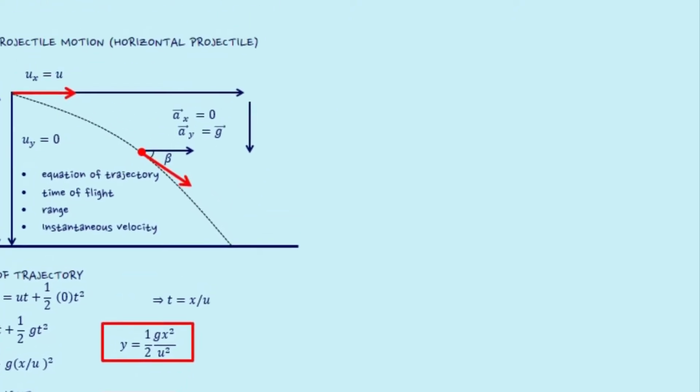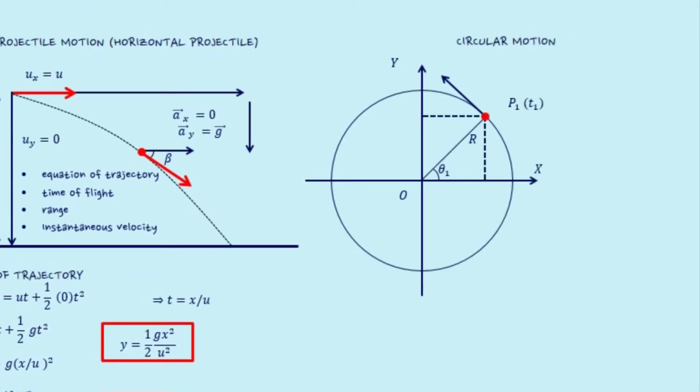Next, we have circular motion. When an object moves in a circular path, it is said to have circular motion. Circular motion differs from linear motion in one very important aspect. In circular motion, the direction of motion is changing continuously. Hence, any object exhibiting circular motion always exhibits some kind of acceleration.